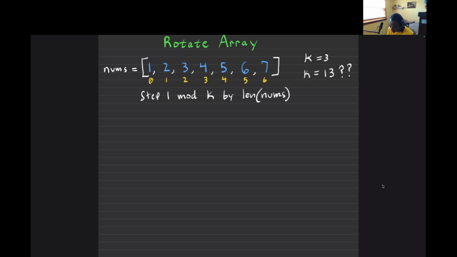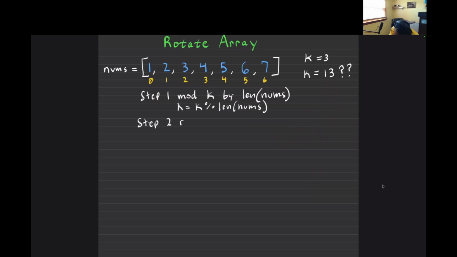Because how do you shift this given array by 13 spots to the right? Let's make it easier for ourselves. If we mod 13 by the length of this array here, which is 7, we get 6, right? So we actually just need to shift this over to the right 6 times, okay? That's what it's gonna lap back to. All right, with that being said, after you mod K by the length of the nums, let's just write that out right here. So K is equal to K mod len of nums.